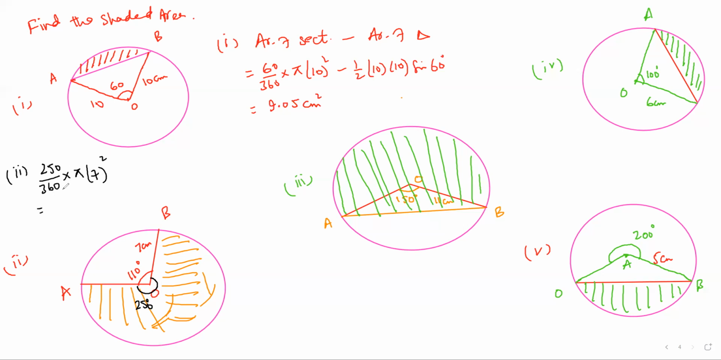Don't try to show any cancellation here. Write all of this in your calculator: 250 over 360 into 49 pi. So what is the answer of this? Just answer it. 250 over 360 into pi into 49. 106.90. So 107 centimeters square, because we have to write this correct to three significant figures.